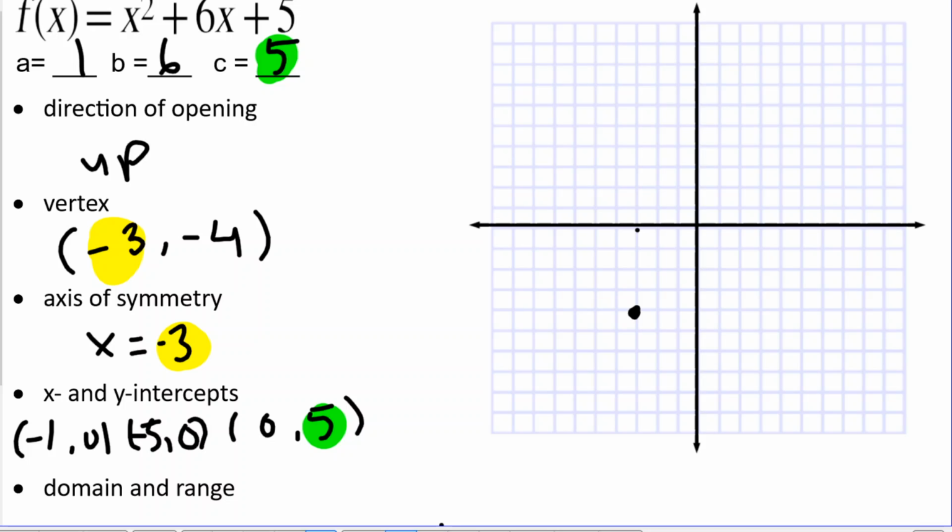So these are all points we can now plot on our graph. I'm going to plug some of those in. So I have a point at negative 1. I have a point at negative 5. I have a point at 0, 5.